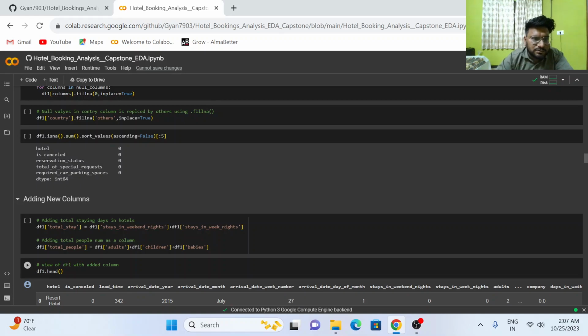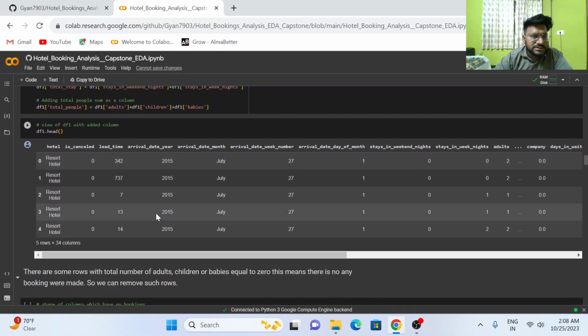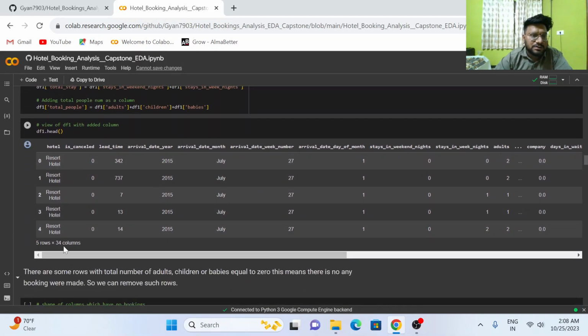So we'll be adding the total staying days in hotels, and we'll be adding the total number of people as a column. So we'll be adding two extra columns. So after adding these columns, we'll see that we now actually have 34 columns instead of 32.